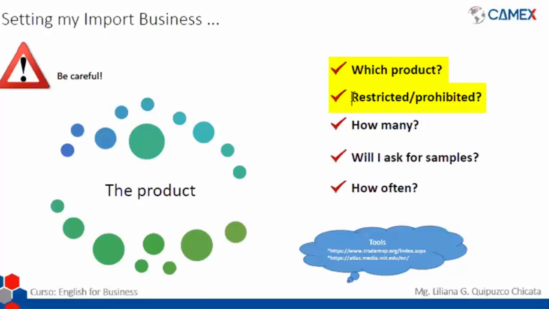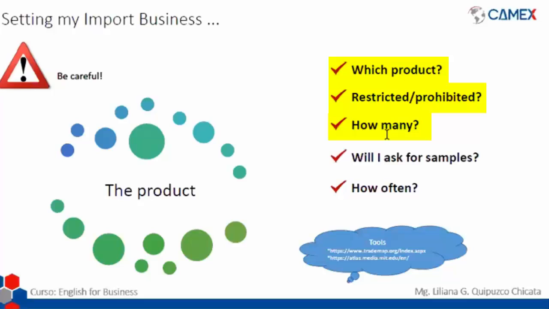Once I know if it is restricted or prohibited, or it doesn't need any permissions, I can check how many I want. In this case, it means that you have already done your market search, your market investigation, and you know how many you will be able to sell. Maybe I'm going to buy, let's say, 10 units or 100 units, or maybe I know that it's going to be a bit more, maybe I could import one container from the country.